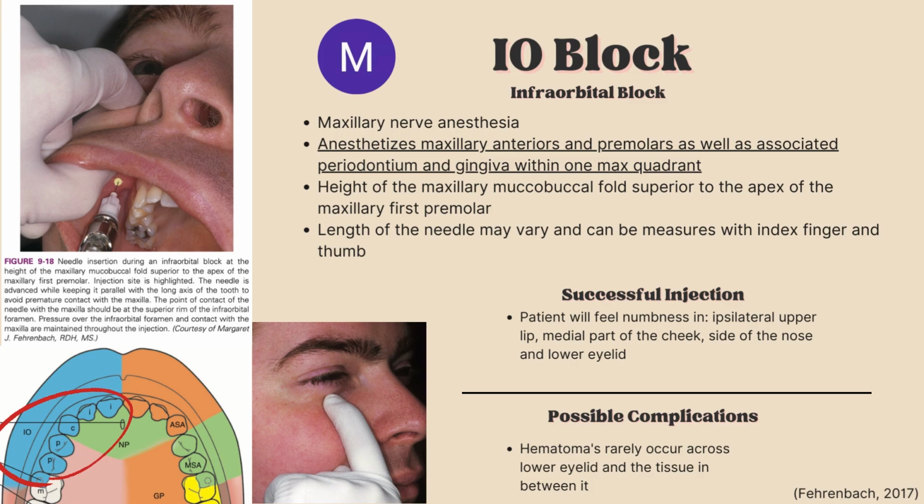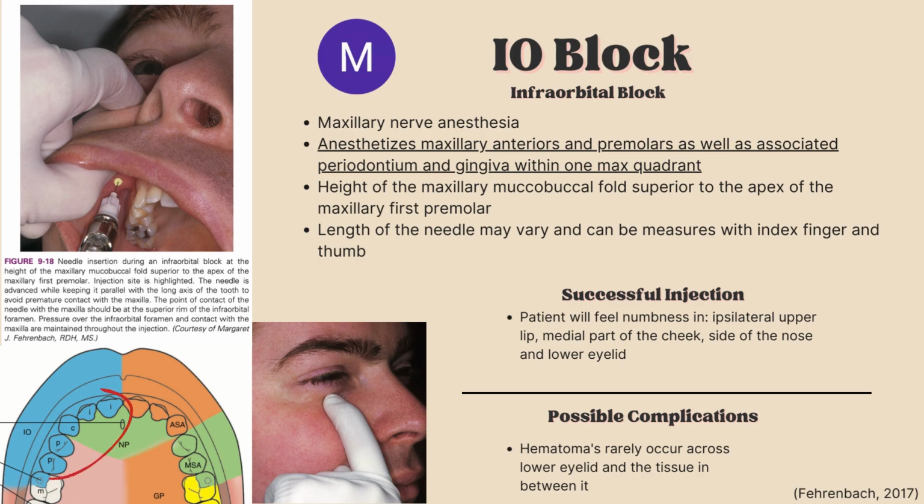And now we're moving forward with the infraorbital block, or the IO block. It anesthetizes the infraorbital nerve and also both the anterior superior alveolar and middle superior alveolar nerves, as to cover both of the regions of the MSA and the ASA blocks within one injection. So the IO block anesthetizes the maxillary anterior teeth and premolars, as well as the associated facial periodontium and gingiva to the midline within one maxillary quadrant.